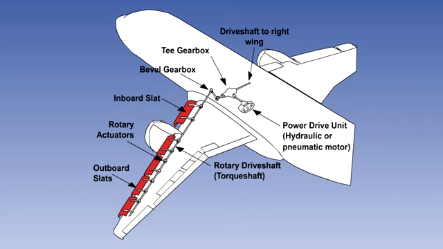Leading edge flaps and slats are operated by hydraulic power or by air turbine motors, and are normally sequenced to operate with the trailing edge flaps.